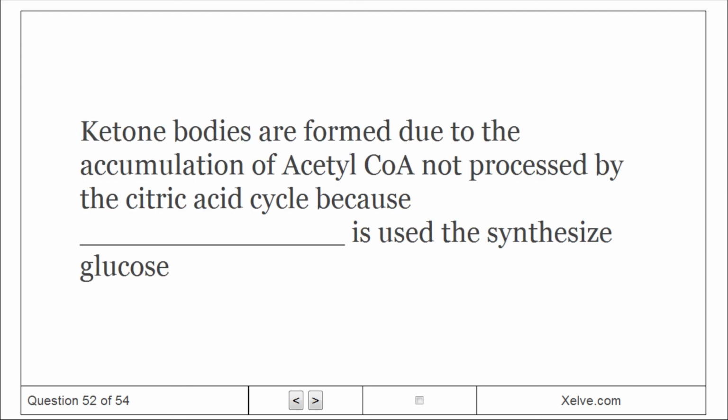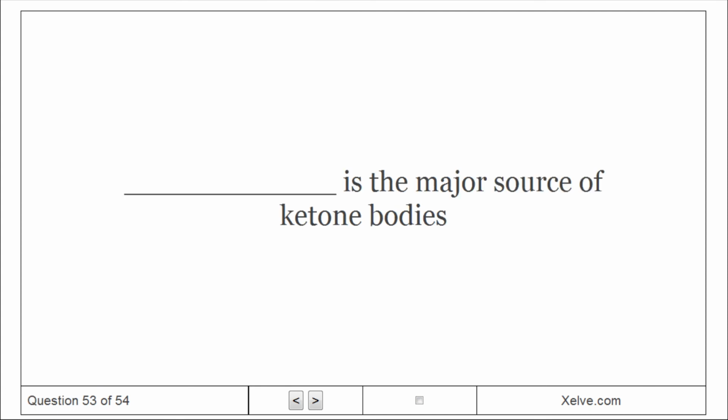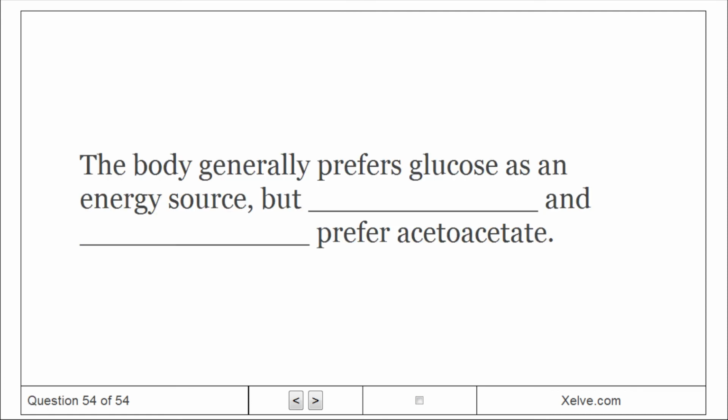Ketone bodies are formed due to the accumulation of acetyl-CoA not processed by the citric acid cycle because blank is used. Oxaloacetate. Blank is the major source of ketone bodies. The liver. The body generally prefers glucose as an energy source, but blank prefer acetate. Heart muscle, renal cortex.